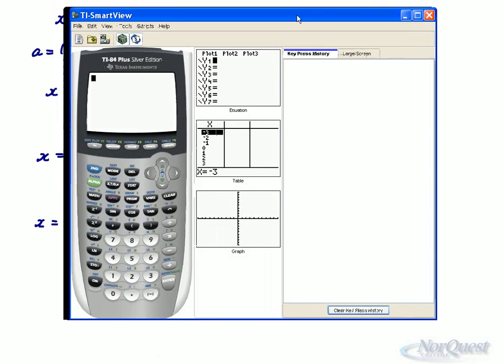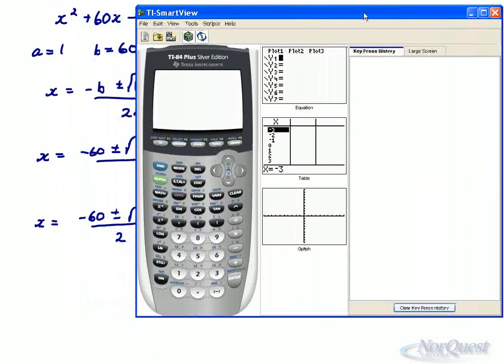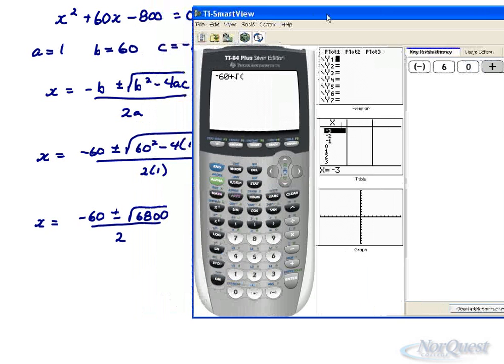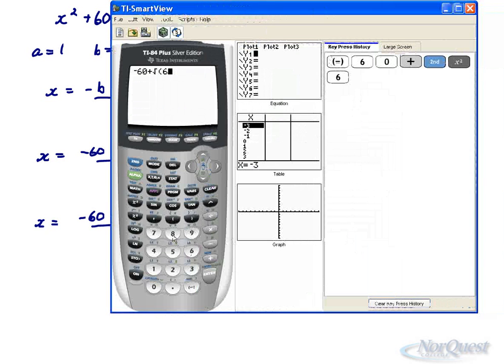Just to make sure we're okay with it. So I'm going to punch in here negative 60. And I'm going to do this in 2 steps. I'm going to punch it on here, and then we'll put the answers down after because I don't want to lose my slide. So it'll be negative 60. And we're going to go plus square root 6,800. Don't forget to close your brackets on the square root.